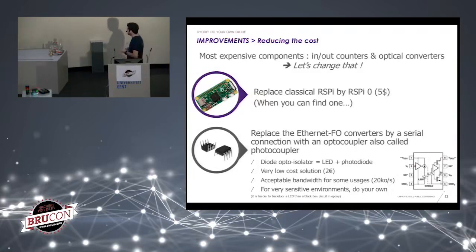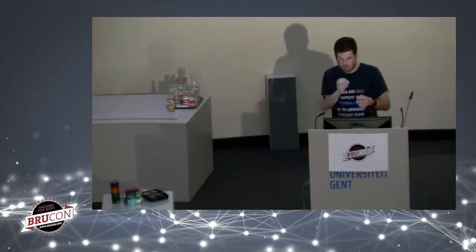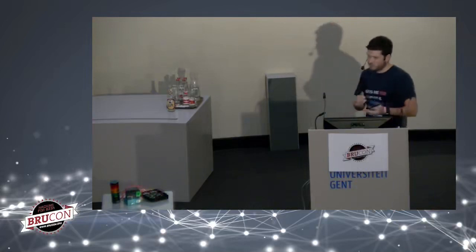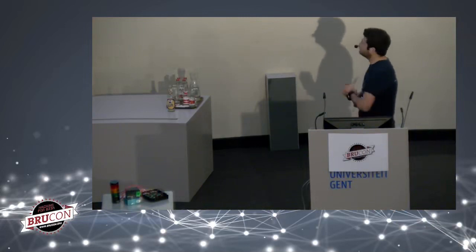And also for very sensitive environments, you can do your own. For example, if you do not trust the integrated circuits, and you think maybe there's no light emitting diode, it's just a cable inside, you can actually build this kind of circuit yourself. It's not that difficult. You just buy the light emitting diode, the photodiode, and you do it yourself.